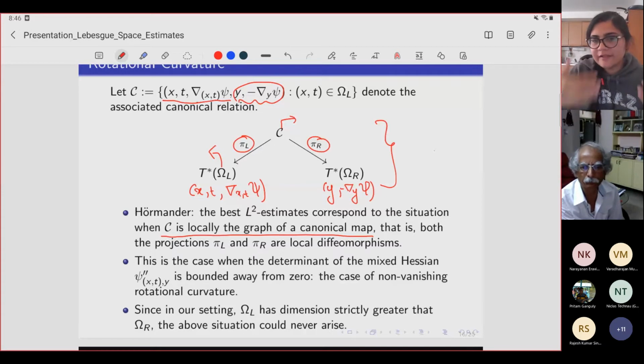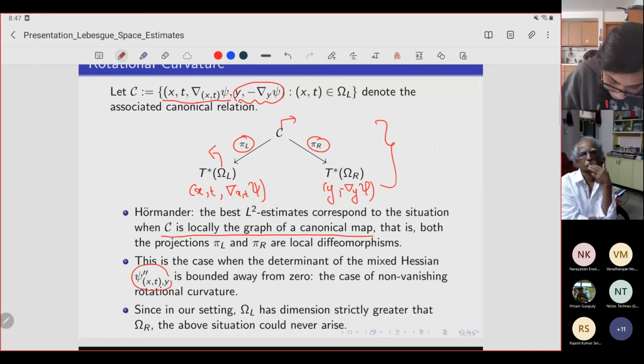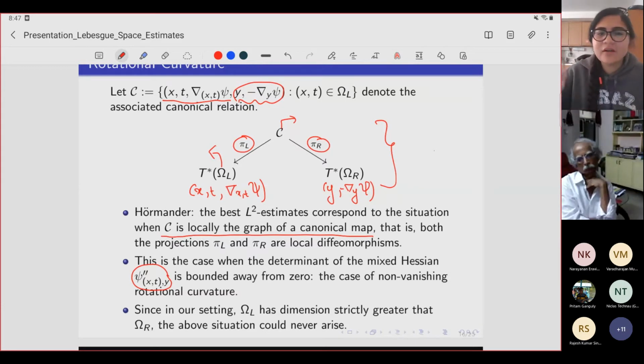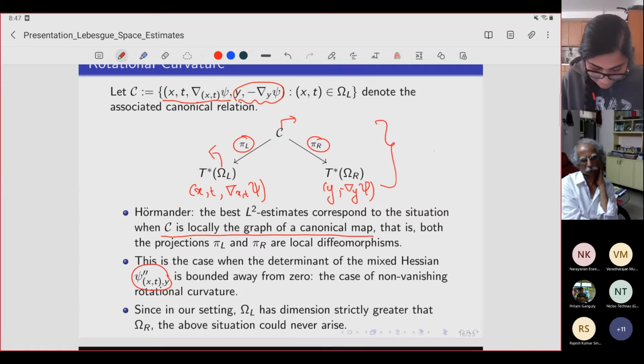Of course, in our case we want the best L2 estimates, so our question was, does this happen for our case? Of course not. It fails, and it fails spectacularly for a very silly reason. x comma t is a 2n plus 2 dimensional vector, and y is a 2n plus 1 dimensional vector. The mixed Hessian matrix is not a square matrix; it is a 2n plus 2 by 2n plus 1 matrix, so of course it will not be invertible. Since in our setting omega L has dimension strictly greater than omega R, the above situation could never arise.